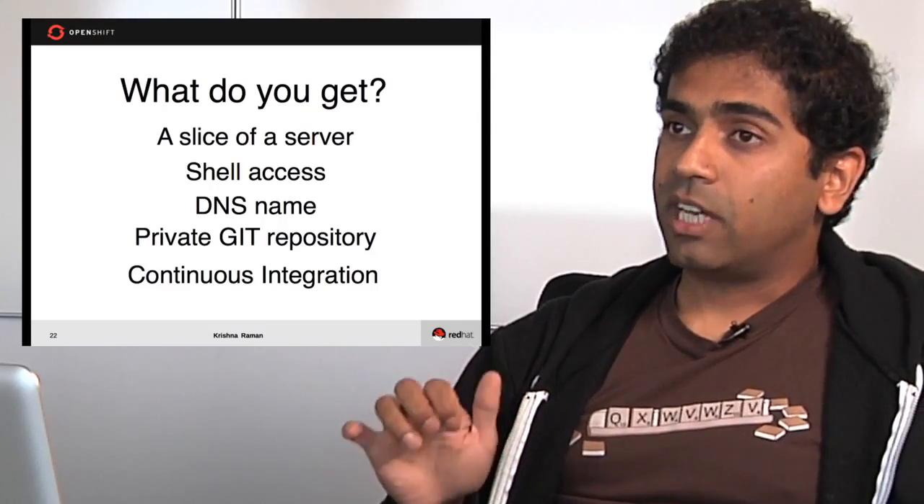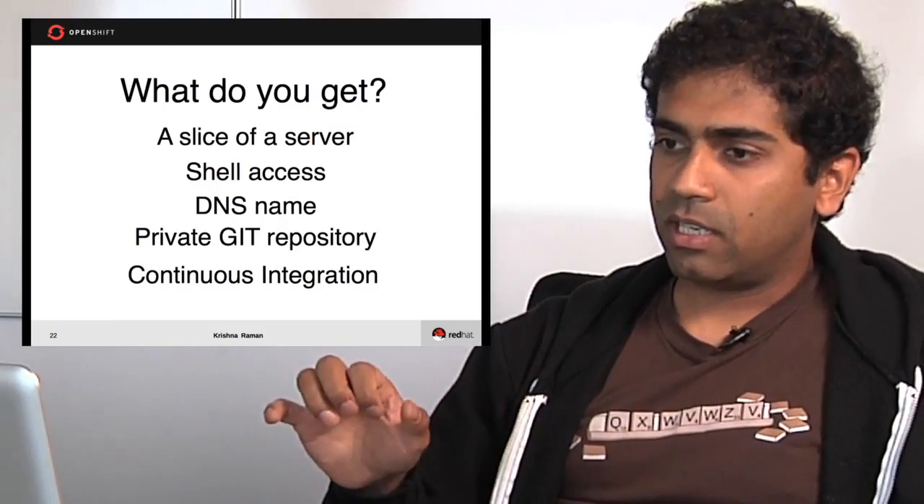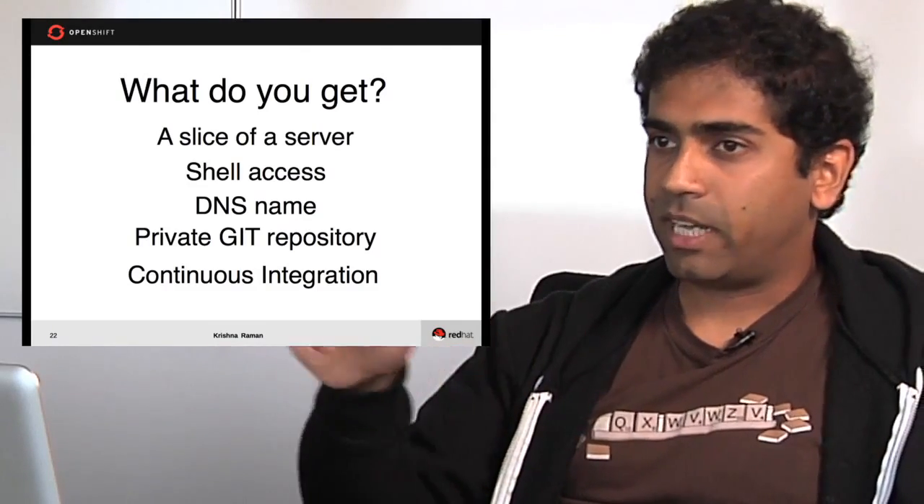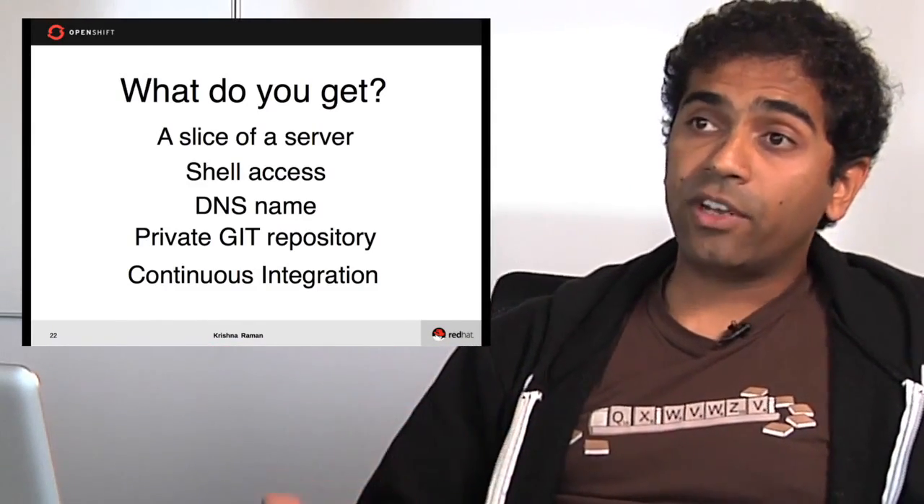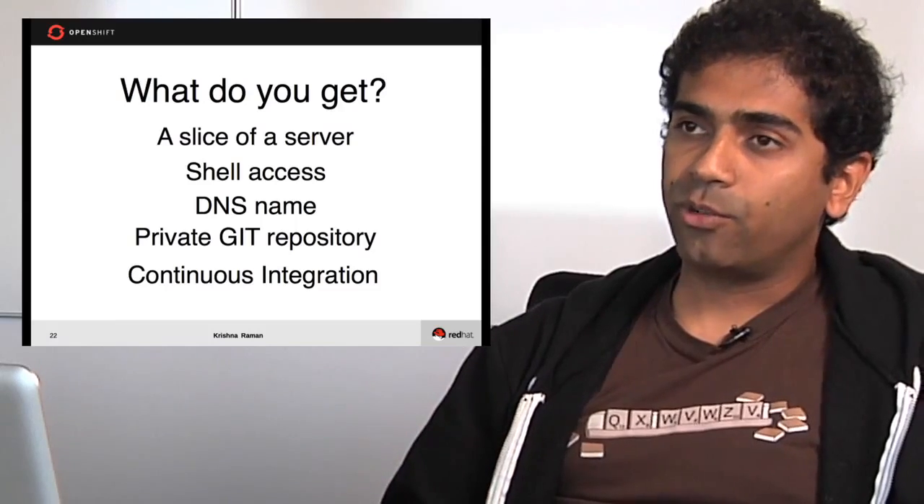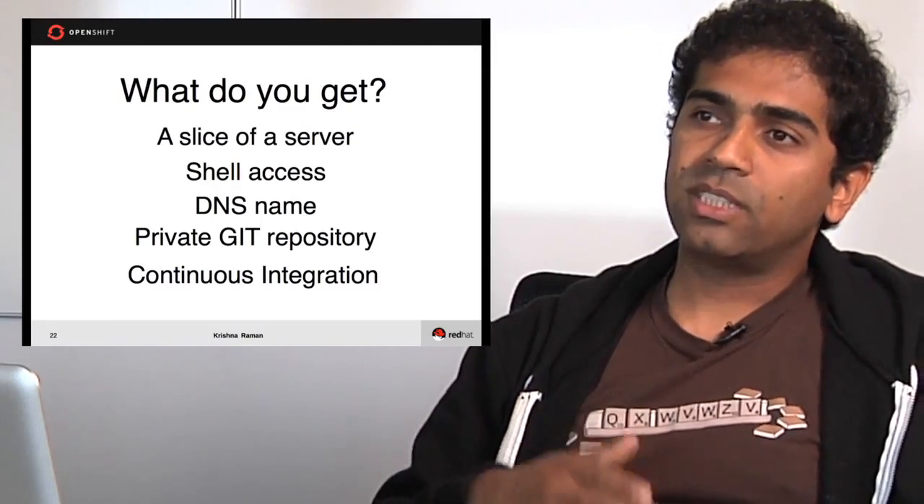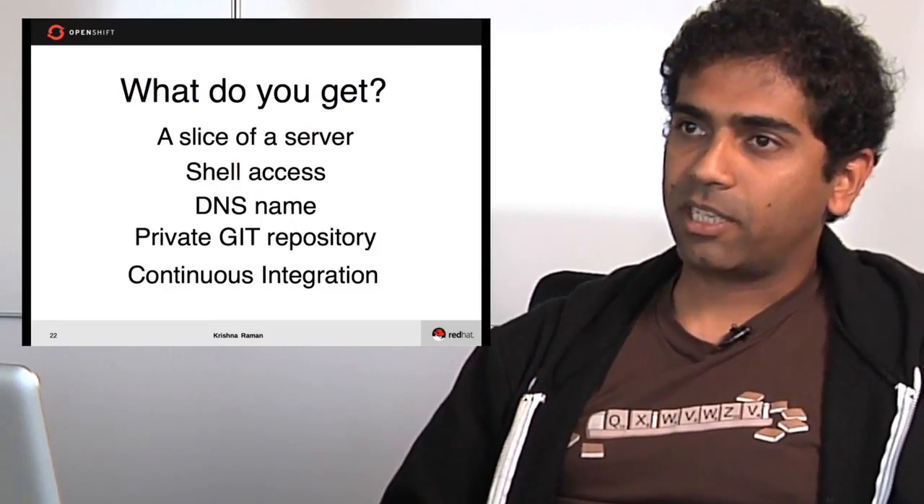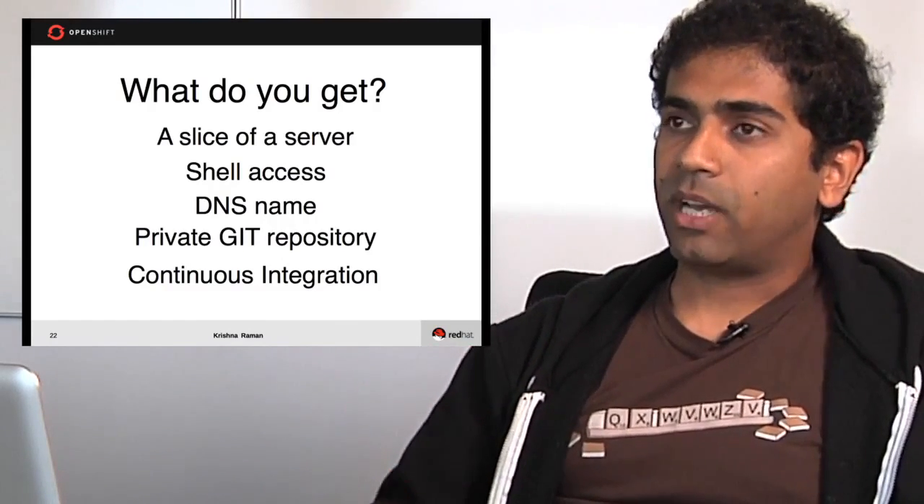Every application also has its own DNS name, and that's the name I showed you before, app name-namespace. But if you have your own DNS name and you have control over your own DNS server, you can associate an alias with the application and be able to access it that way.